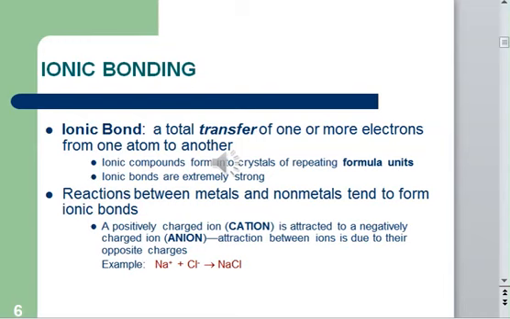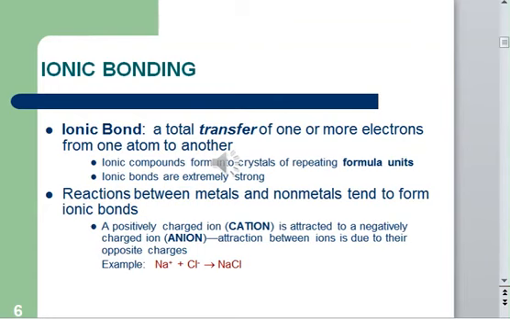So ionic bonds are extremely strong. Why are these extremely strong? Because there is attraction between positively and negatively charged ions, and the attraction between a positive charge and a negative charge is very, very strong. Since an ionic bond, or any type of bond, is just a force of attraction, if the force of attraction is stronger, then the bond will also be strong. That's why the ionic bond is extremely strong.